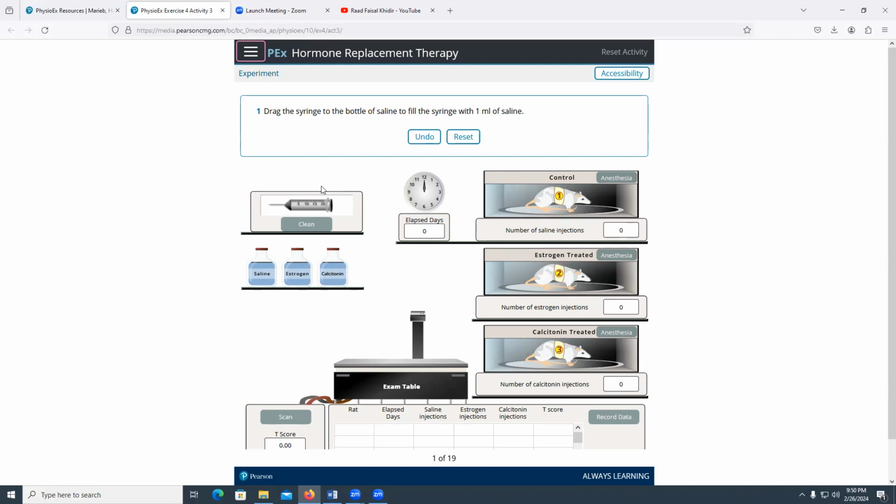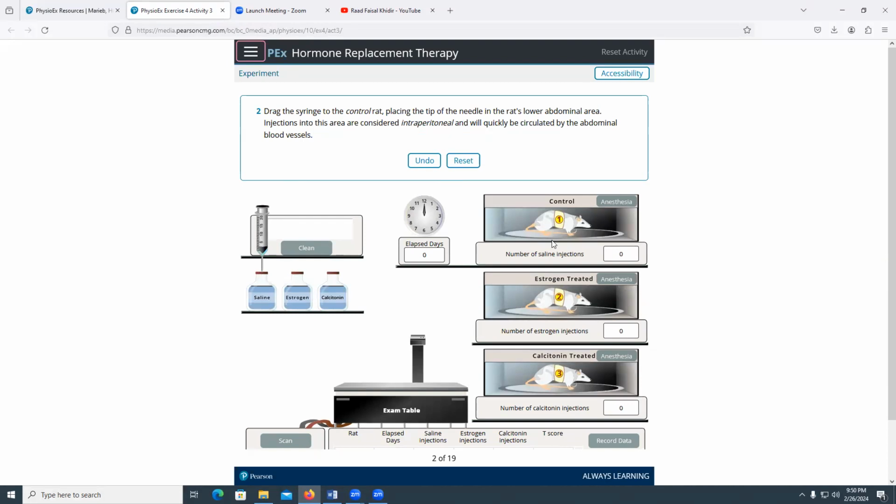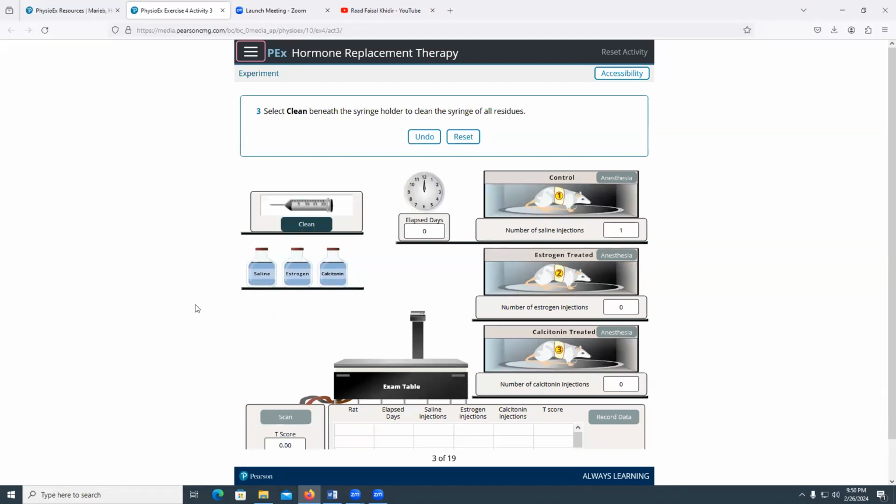Okay, so the first thing we do is drag the syringe to the bottle of saline to fill the syringe with 1 milliliter of saline. I have 3 rats: a control rat, an estrogen treated rat, and a calcitonin treated rat. Then I drag the syringe to the control rat to perform an intraperitoneal injection. Here I injected it once.